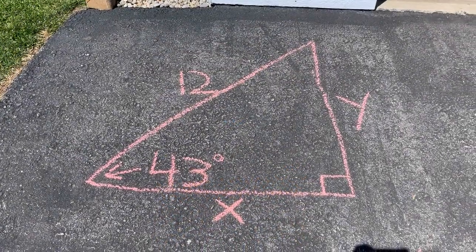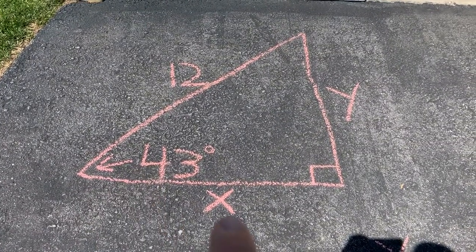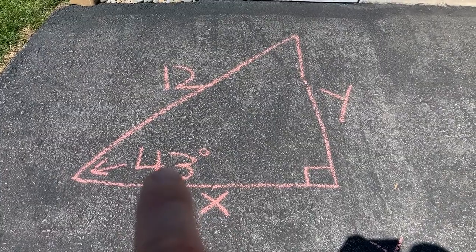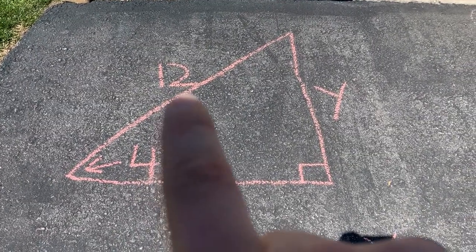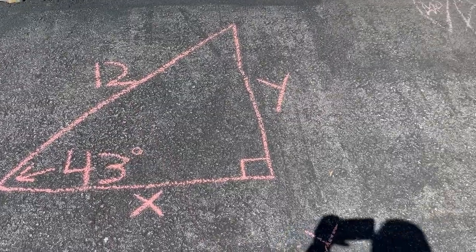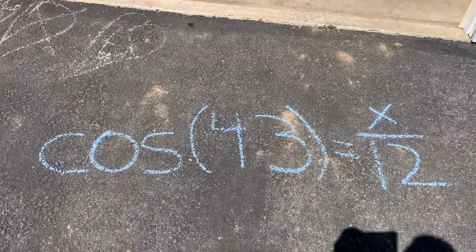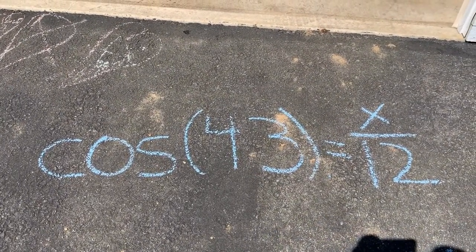Now, going back to my problem, now I want to solve for x. So again, I'm starting at the angle, and I'm noticing that the x is adjacent to the angle. It's right next to it. 12, still the hypotenuse. So adjacent and hypotenuse, that's cosine. So if I'm using cosine, it's going to look like this. Cosine of 43 is now equal to x over 12.